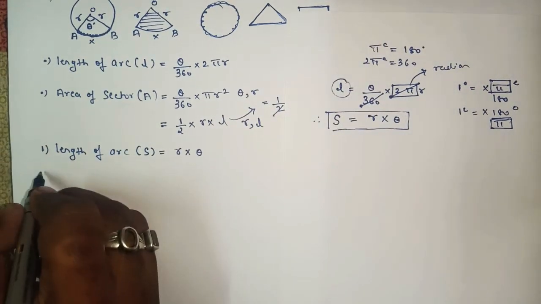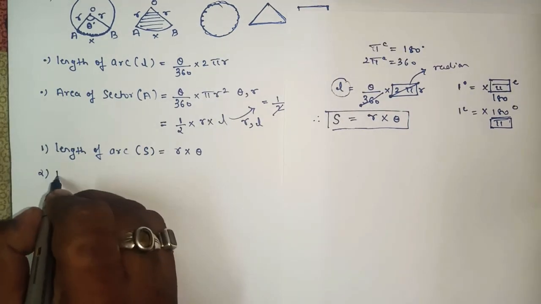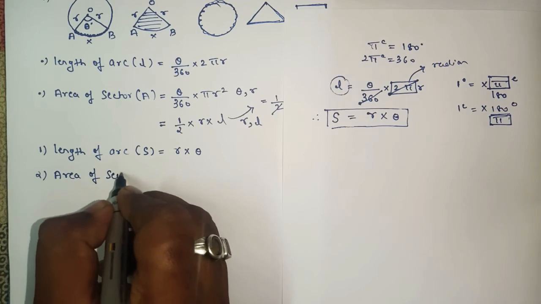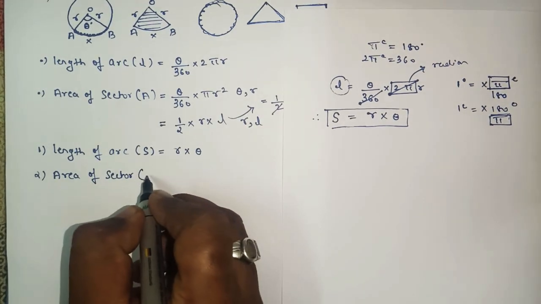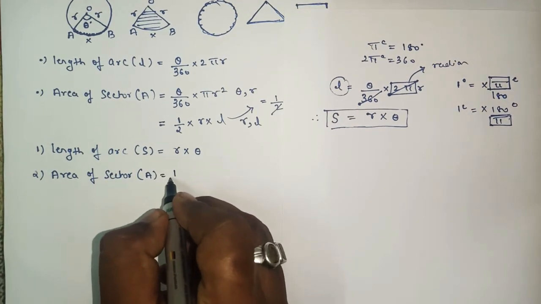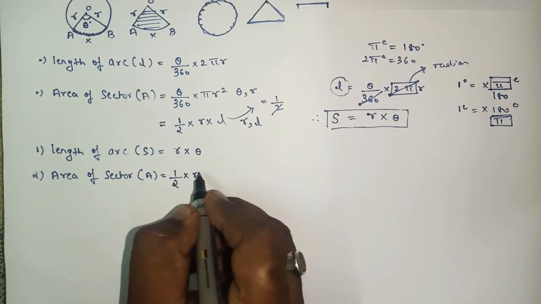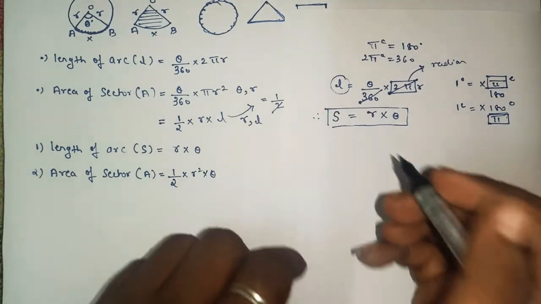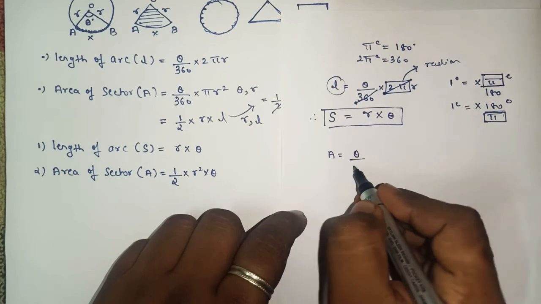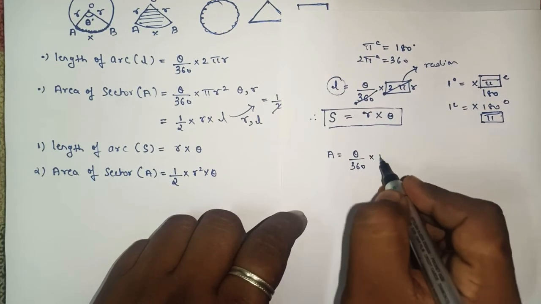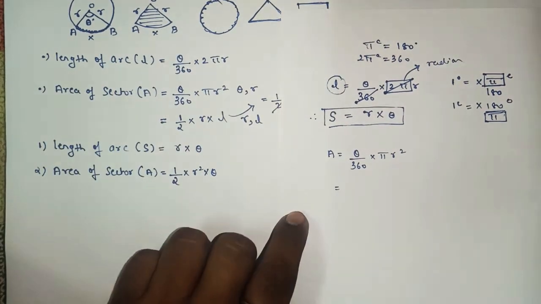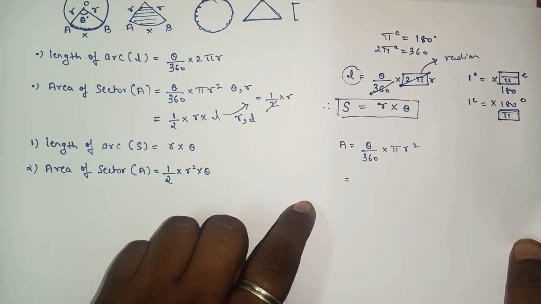Okay, let's move on to the second one. So here the second one is area of sector. Here the formula is different: half into r square into theta. But in 10th standard we used to write theta upon 360 into pi r square. Okay, but here we have half into r square theta.